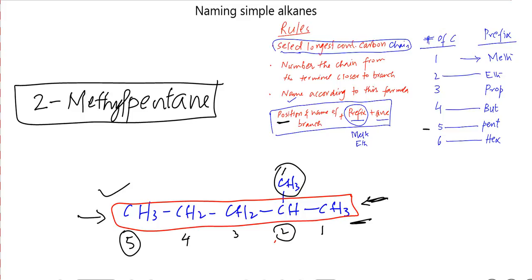It's very simple. First you want to select the longest continuous carbon chain. Once you have done that, you find the name of the branch. Because this is 1 carbon, its name is methyl group. So just the position, which is 2, second carbon, and the name methyl, and then the prefix, number of carbon, and ANE. It's very simple. Let's do some more examples.